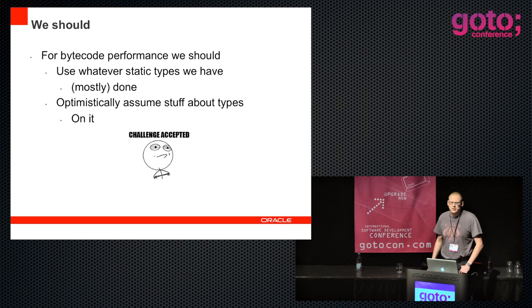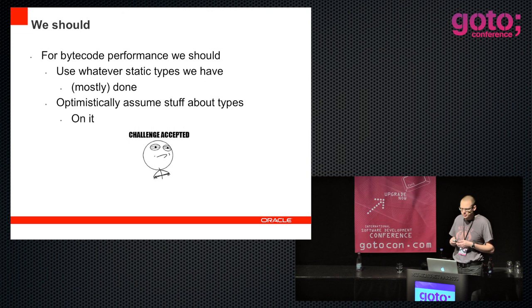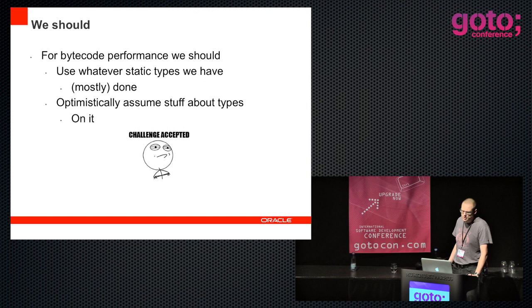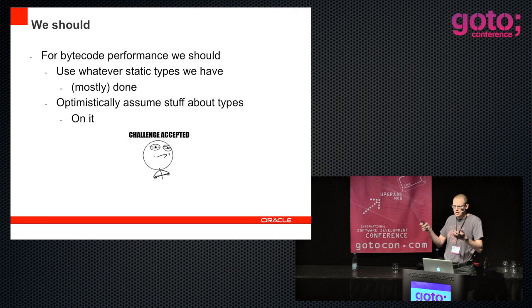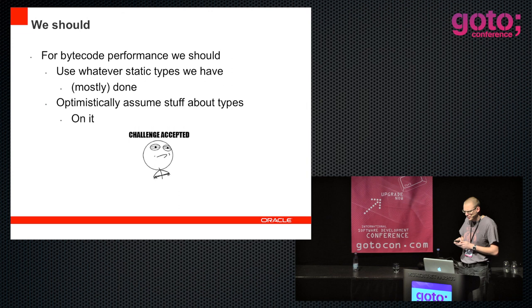Which Nashorn does. I mean, if you see a multiplication in JavaScript, you know that it has to work on numbers because that's the way the JavaScript specification is done. And that doesn't take you all the way towards performance, so you optimistically have to assume a lot of stuff about types as well. Say that this is probably an int, and take a penalty if I'm wrong, if it suddenly turns into something else, and figure out what the state was and use another representation. And we're on that, and it seems to be working really well so far.